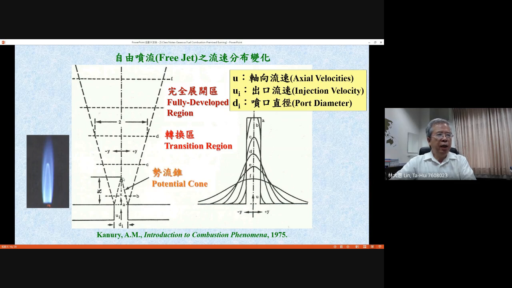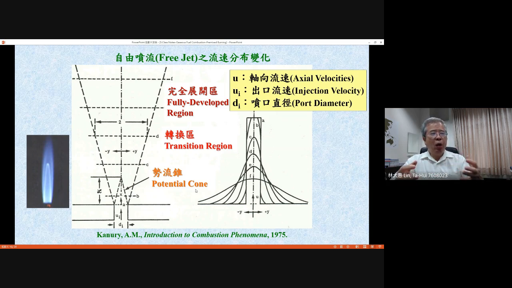Potential cone means in this region all locations have the same axial velocity, and that axial velocity is the same as the injection velocity. Now, why do we say this is a potential cone? I think all students know what potential flow is. Potential flow has three assumptions: one is inviscid, another is incompressible, and the other one is irrotational.